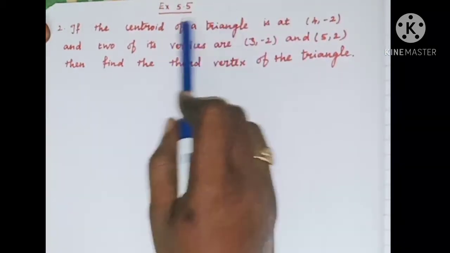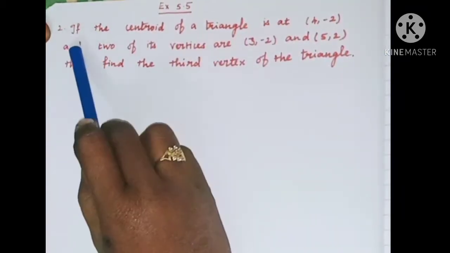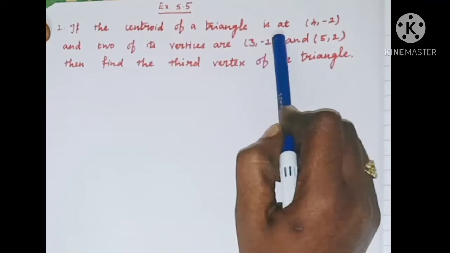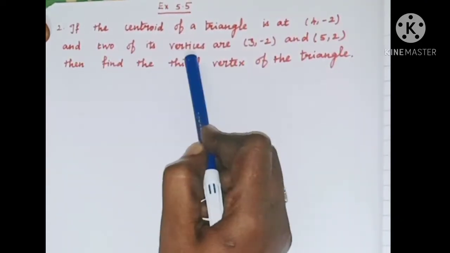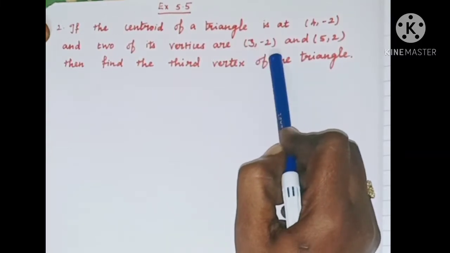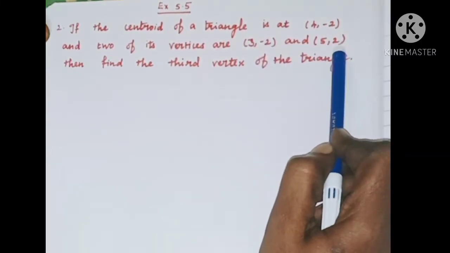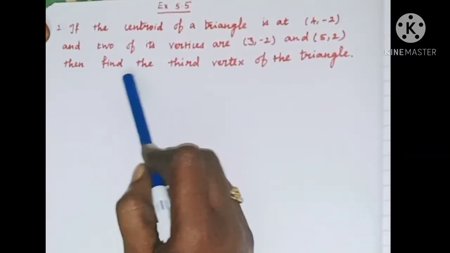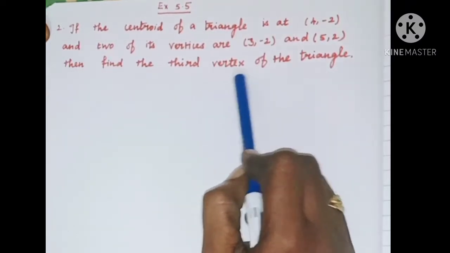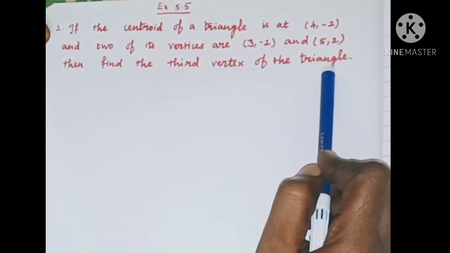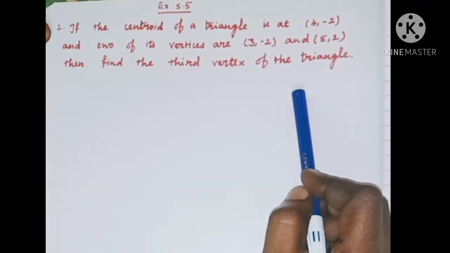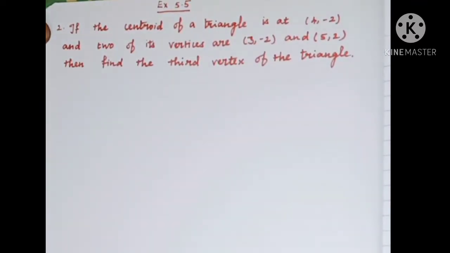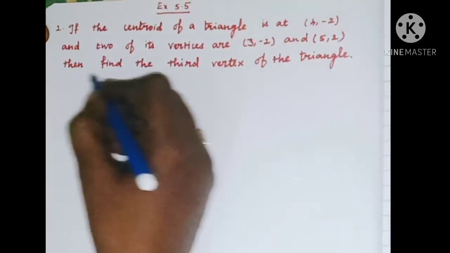Exercise 5.5, second sum. If the centroid of a triangle is at (4, minus 2) and 2 of its vertices are (3, minus 2) and (5, 2), then find the third vertex of the triangle. In the last session, we had learnt about the centroid formula. What is the formula to find the centroid of the triangle?